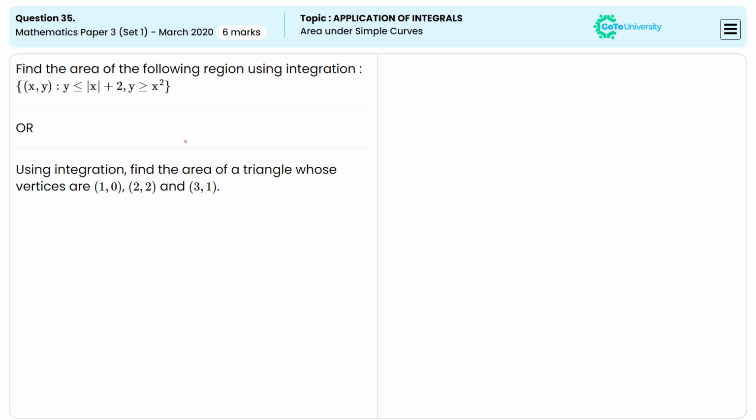There are two questions given here, but in the exam you can choose either the first one or the second one. We start with the first question. Here the question is: find the area of the following region using integration.